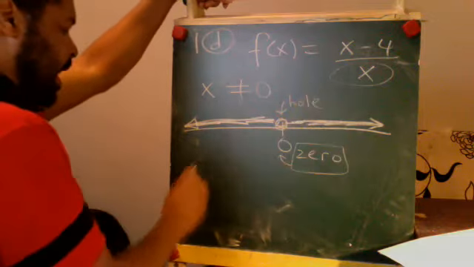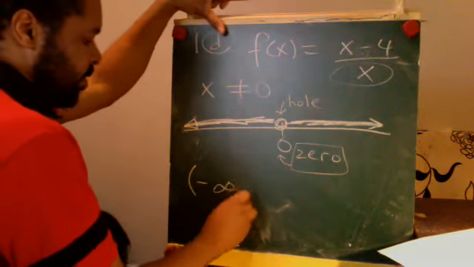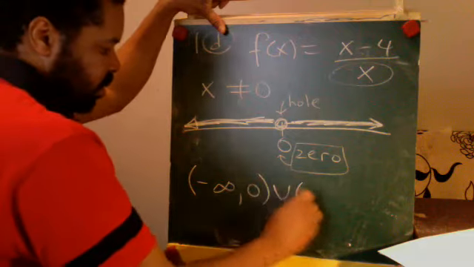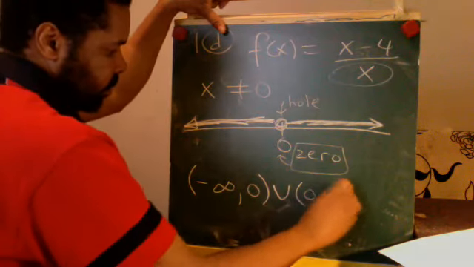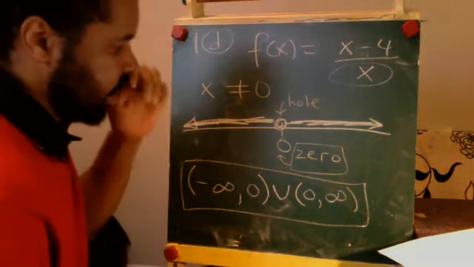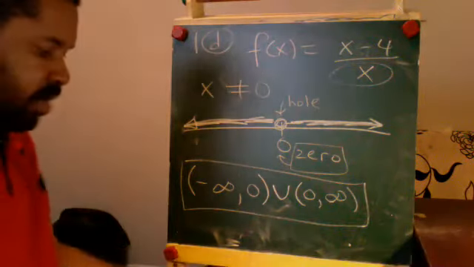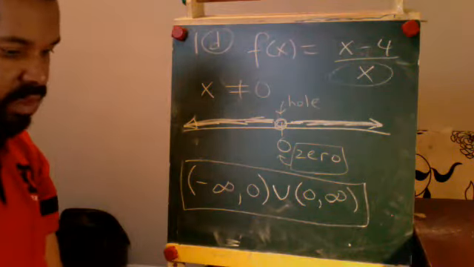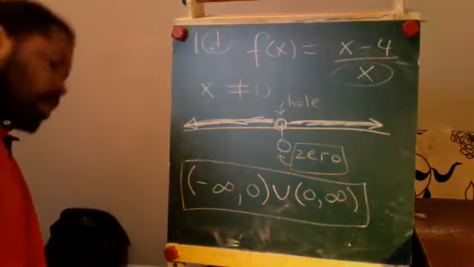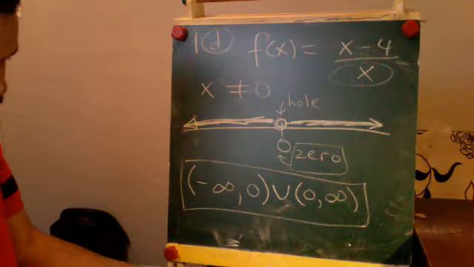So that means that I can get any number I want to the left of 0, and any number I want to the right of 0. And so that's our answer, right? A number to the left of 0, and a number to the right of 0. And we're good. Okay, so that's that.